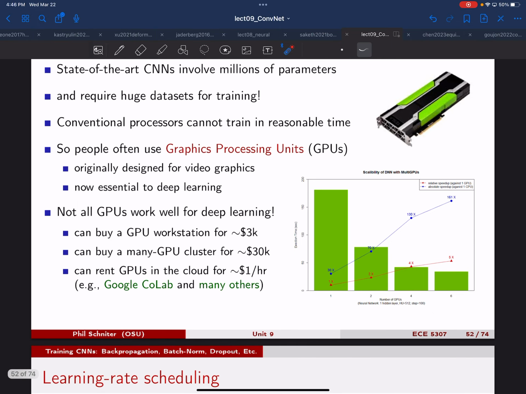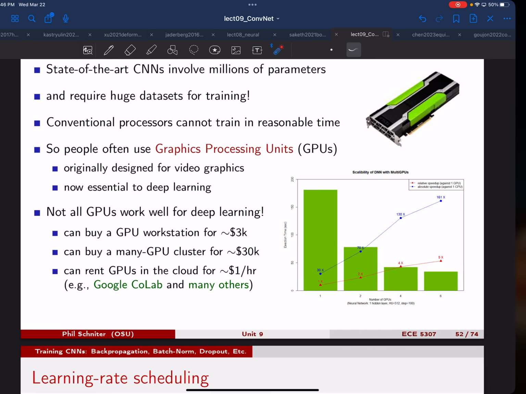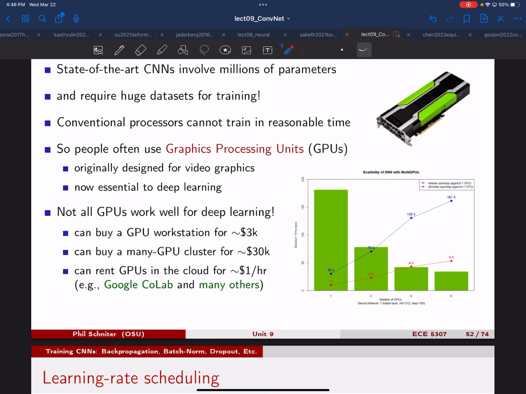These things do cost some money, so if you want to buy a consumer GPU workstation, a nice one for machine learning, maybe you can do this for $3,000. If you want to buy a machine that has multiple good GPUs, maybe $30,000. If you don't want to invest that much money and you maybe just want to play with things, maybe you're a hobbyist and you like to take part in Kaggle competitions, you can rent GPUs for roughly $1 an hour.